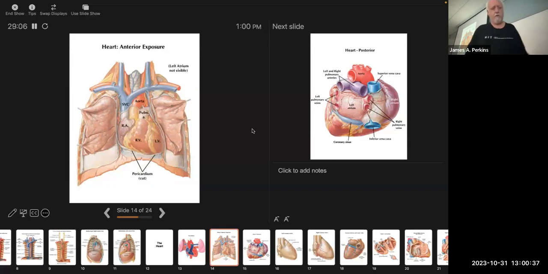So in this anterior view, you're seeing right atrium, abbreviated RA, and a lot of right ventricle, RV, just a little bit of left ventricle and none of the left atrium at all.